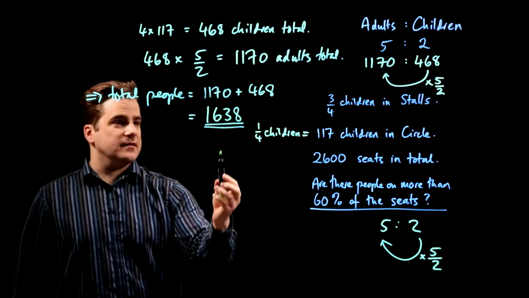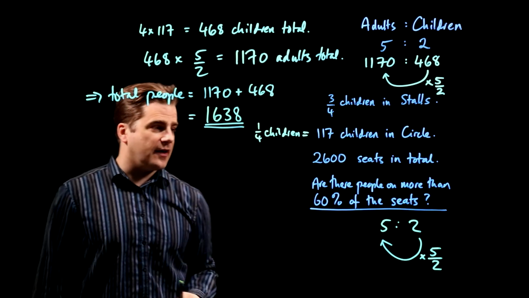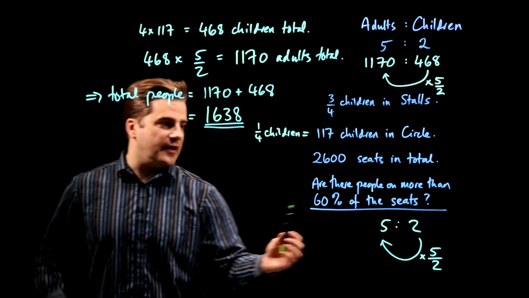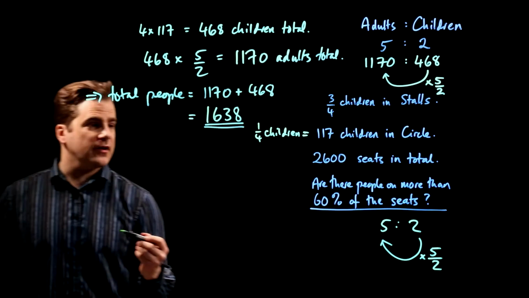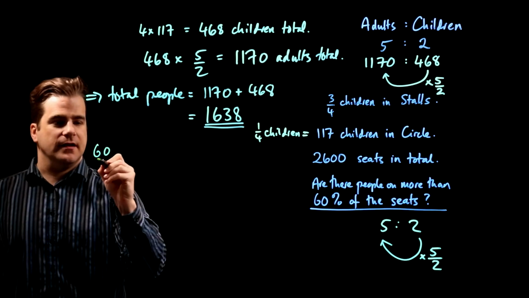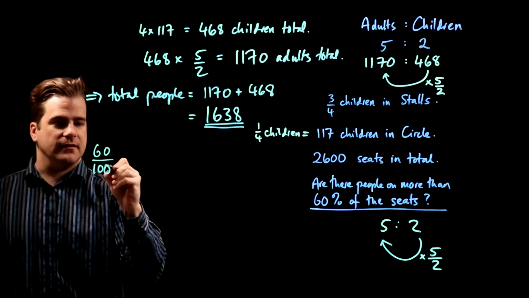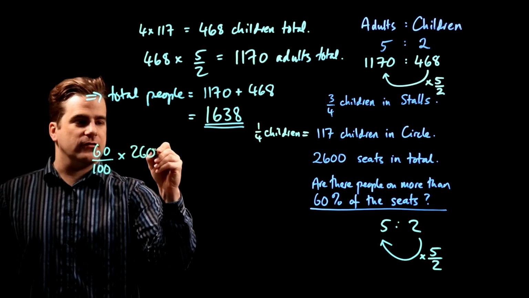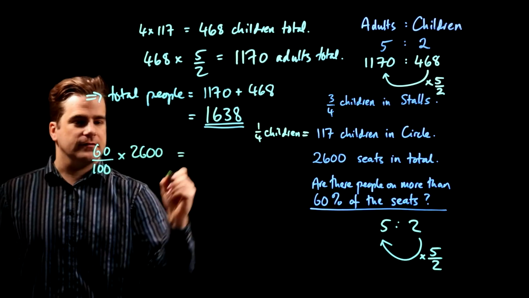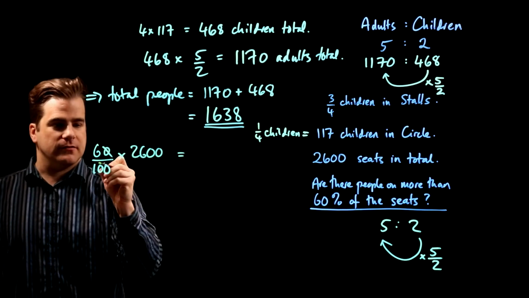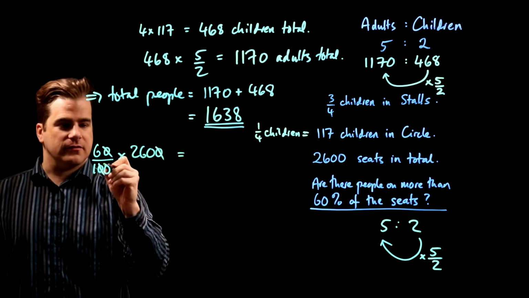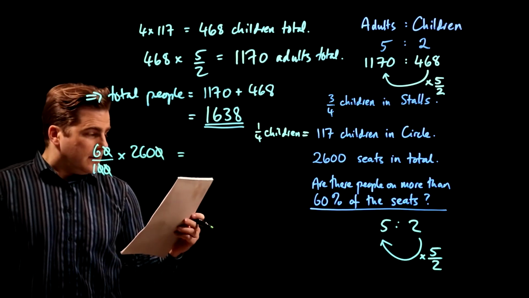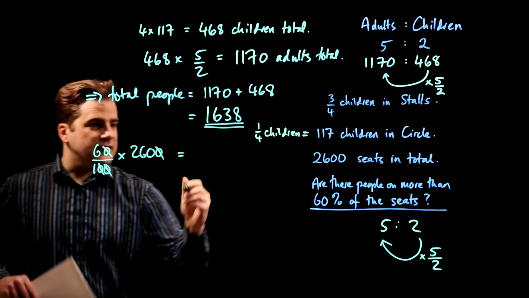The question is, is that bigger than 60% of that? Okay, well, let's work out what 60% of 2,600 is. So, 60% of 2,600 is 6 times 260, which is 1,560.